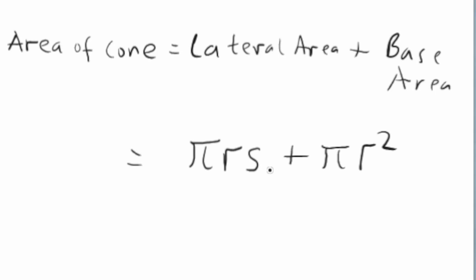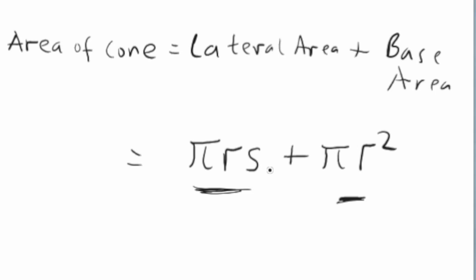So if you are asked to only find the lateral area, then you know that you are only using this formula. If you are asked to find the base area, it's a circle, so you're just using this one. So you only need to know the slant height and then the radius.